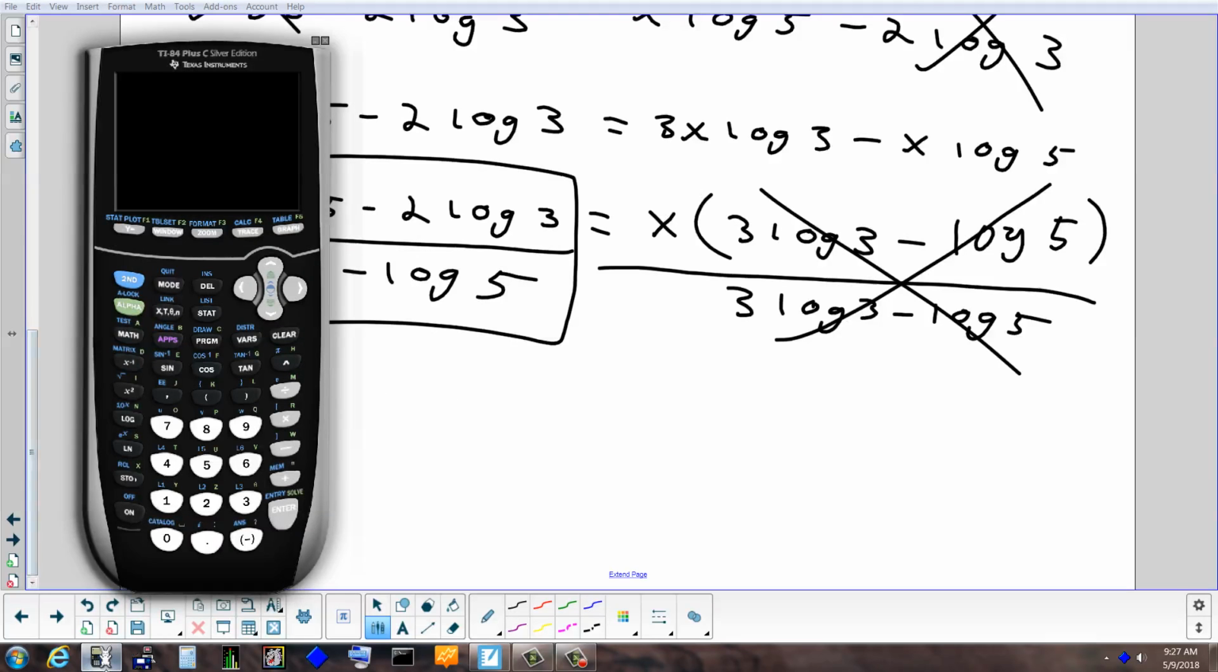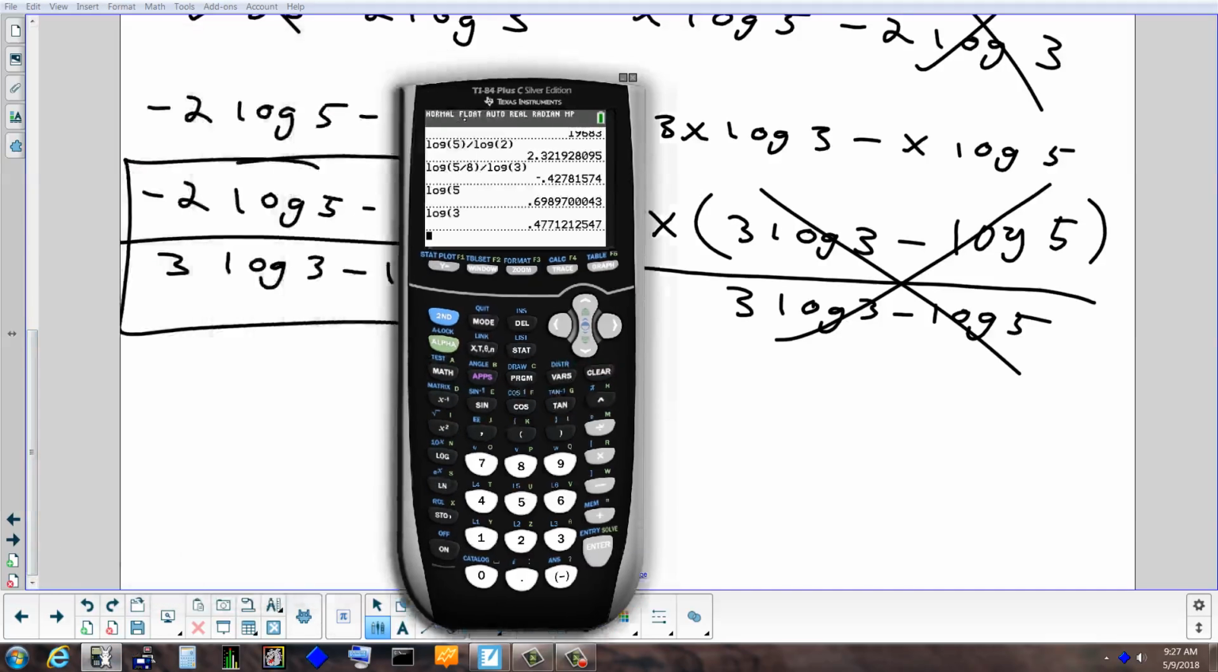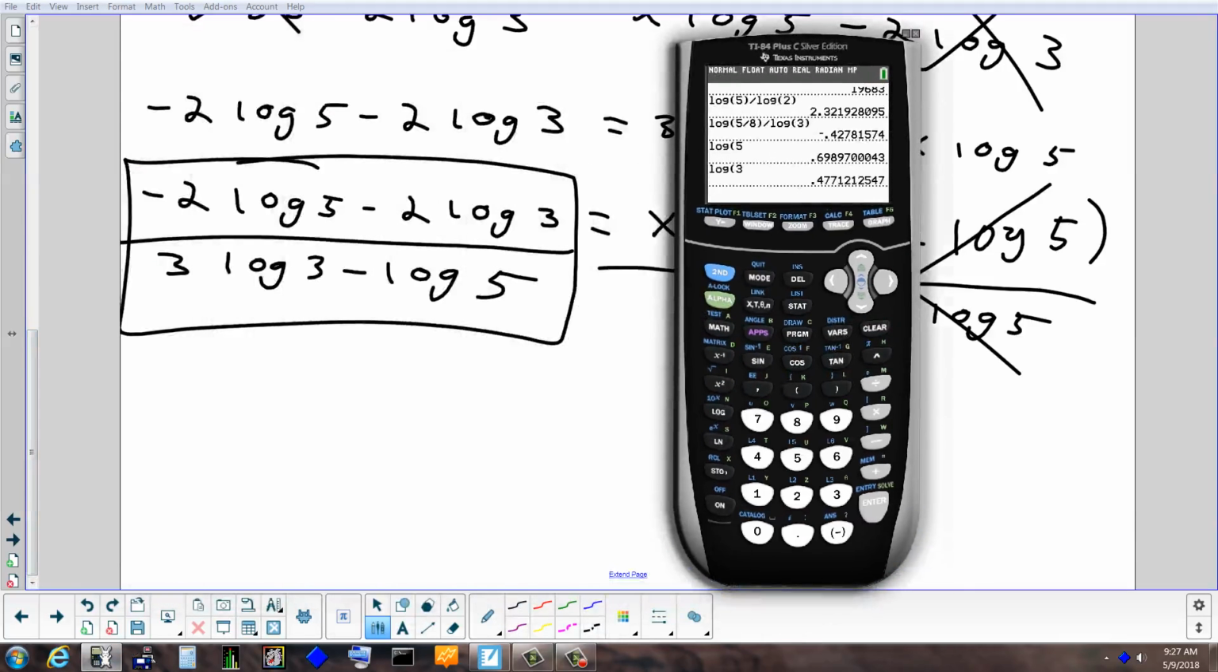If I were you, I would do it in steps. So what I would do is something like this. Type in -2 log 5. Okay, that's the first part. Minus 2 log 3. I would just do that first and write that down. So it's -2.352.